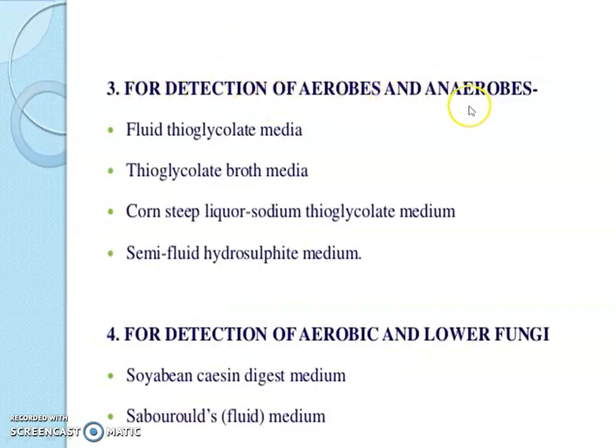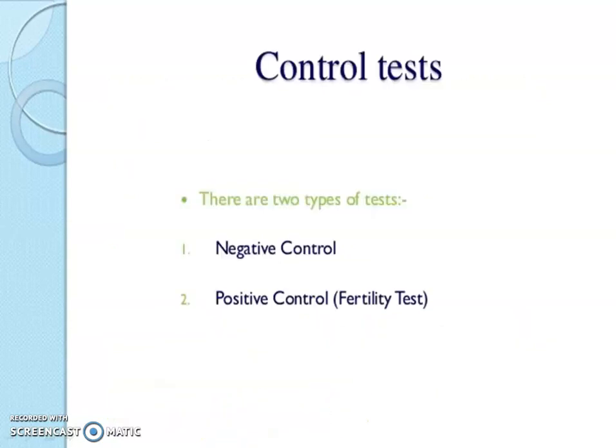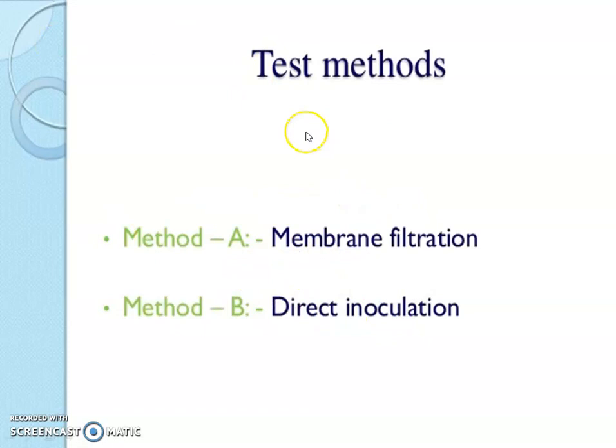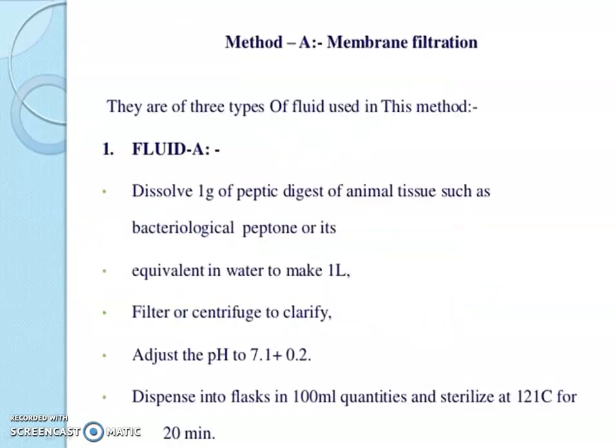For detection of aerobes and anaerobes, fluid thioglycolate medium, thioglycolate broth medium, corn steep liquor, sodium thioglycolate medium, semi-fluid hydrosulfide medium. For detection of aerobic bacteria and lower fungi, soybean casein digest medium, Sabouraud's fluid medium. Control tests: there are two types, negative test and positive test, in that fertility test. Test methods: method A, membrane filtration; method B, direct inoculation.